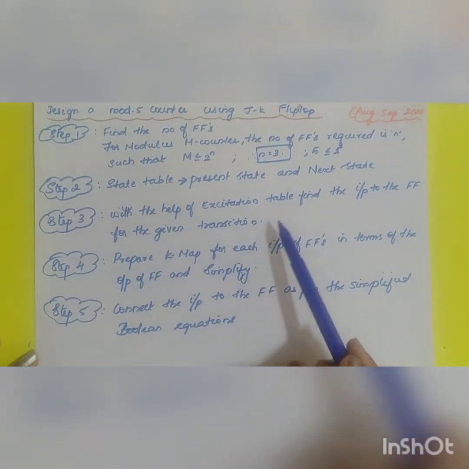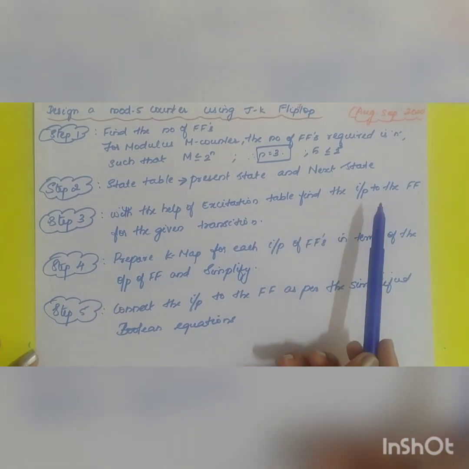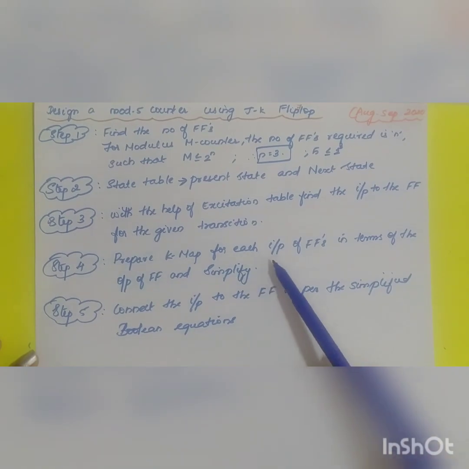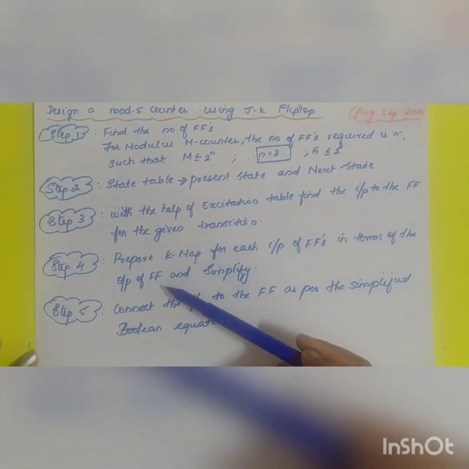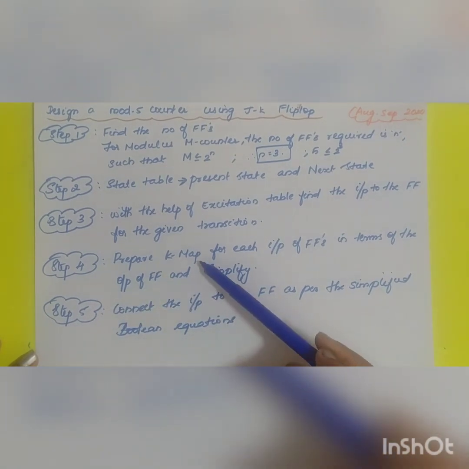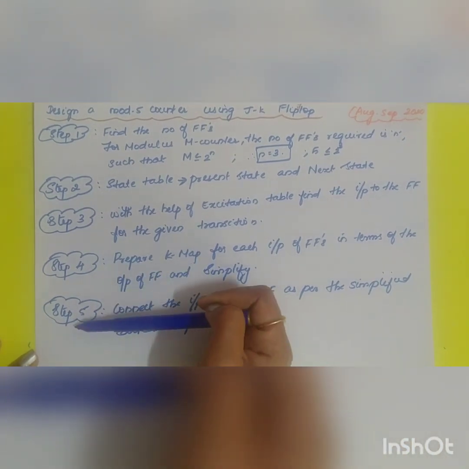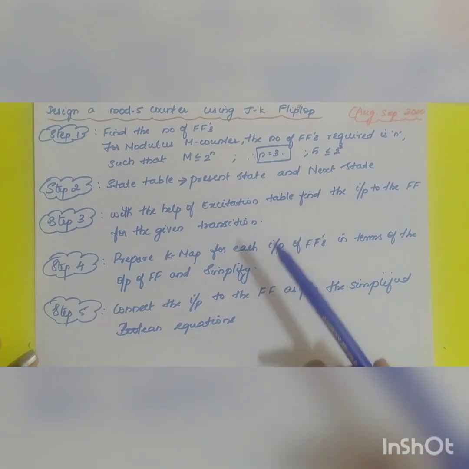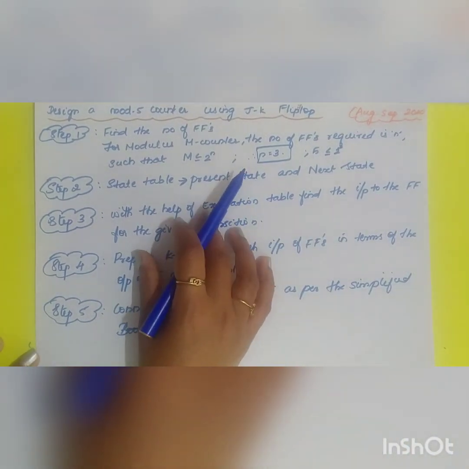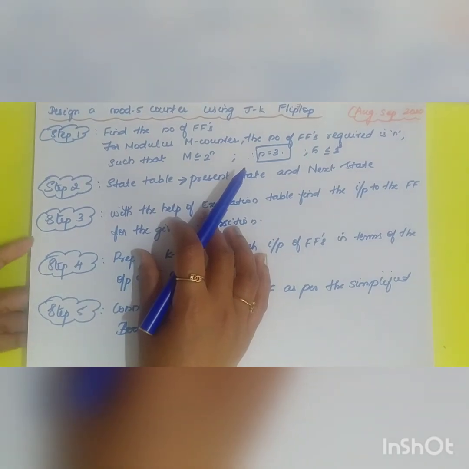Step 4. Once you have decided the input to the flip-flop, now you have to draw a K-map for each input of the flip-flops in terms of the outputs and you have to do simplification. Once you have simplified your K-map, the last step is you have to connect the inputs to the flip-flop in the diagram. Okay, so these are the steps followed for designing a mod 5 counter.